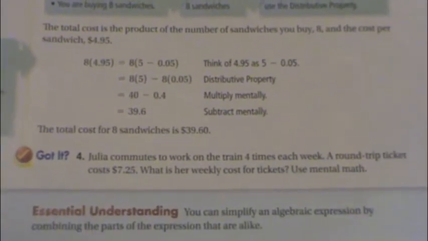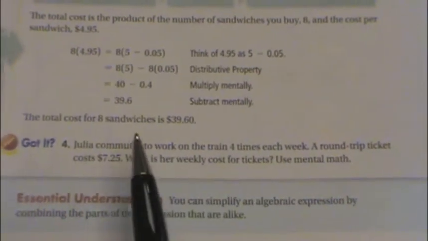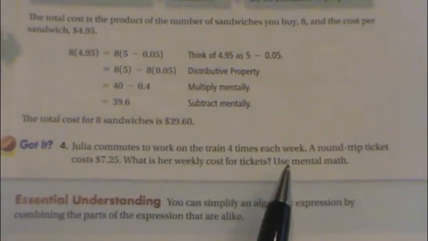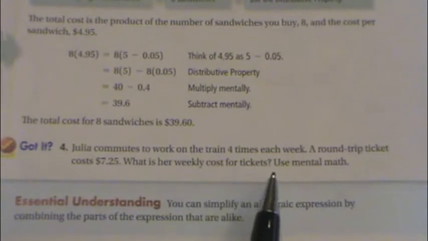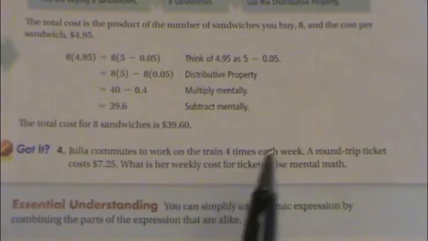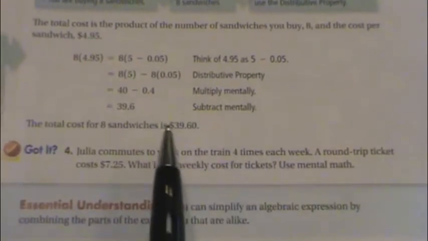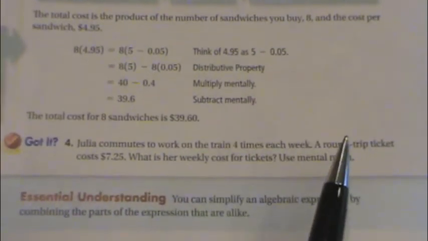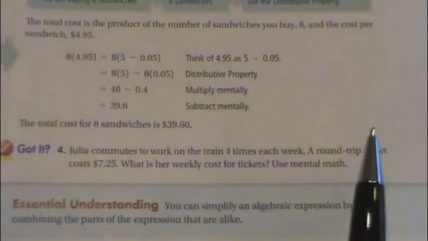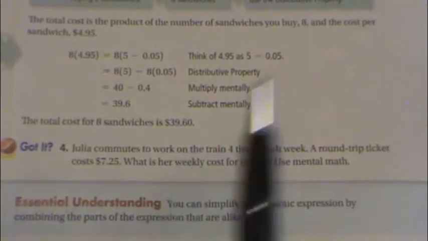Come down here to Got It number 4. Julia commutes to work on the train 4 times a week. A round-trip ticket costs $7.25. What is her weekly cost for the tickets? Use mental math. Again, I'm going to step through this next, so your choice. Either work it through and then just stop the video, work it through, check your answer with me, or do the whole thing through with me. You still need to have it in your book.